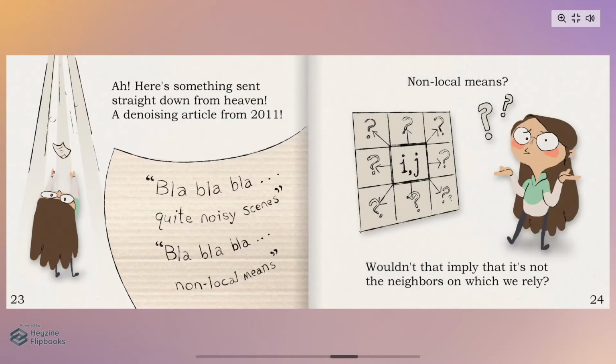Here's something sent straight down from heaven. A denoising article from 2011. Blah blah blah, quite noisy scenes. Blah blah blah, non-local means. Non-local means? Wouldn't that imply that it's not the neighbors on which we rely?